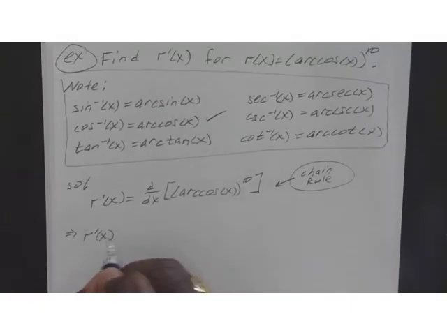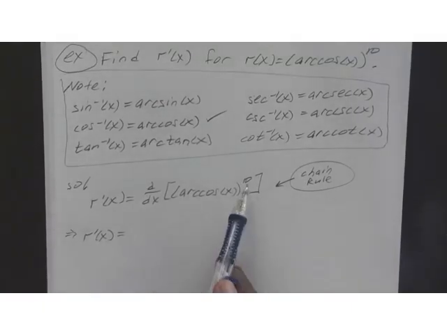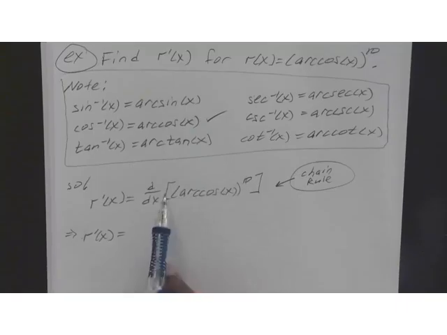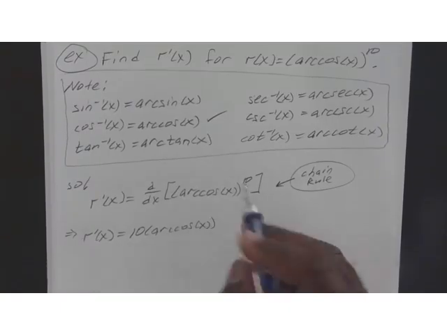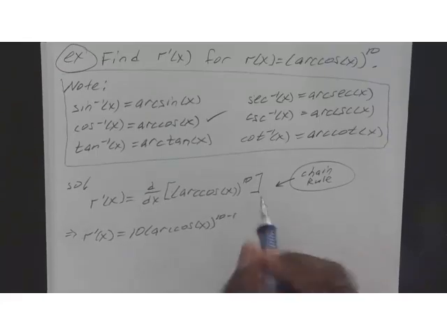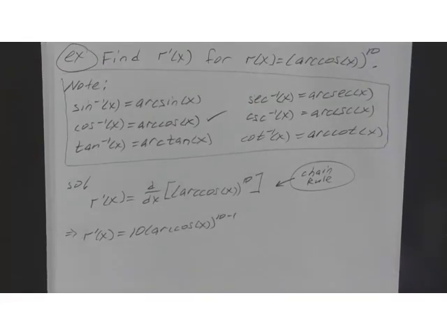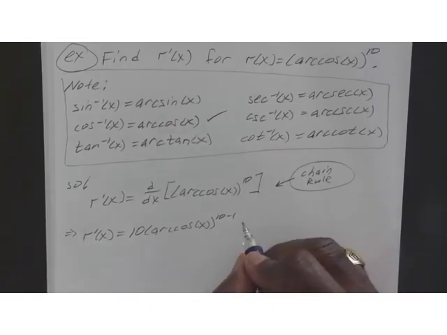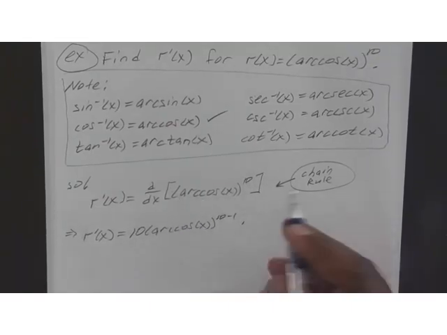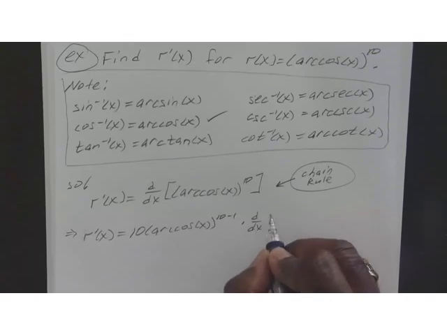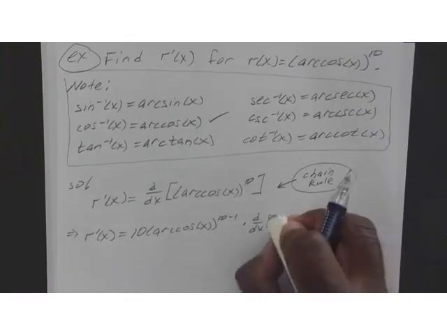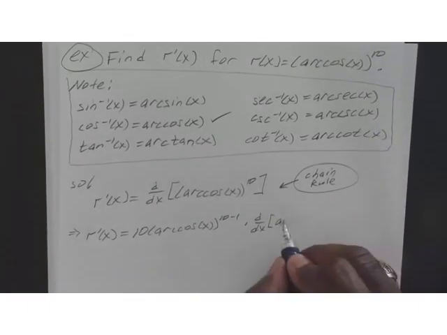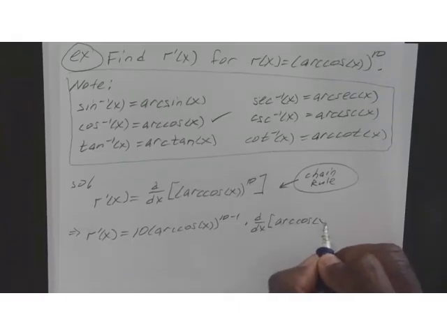R prime of x is equal to, with the chain rule, we do the power rule by bringing down the 10 times arc cosine of x to the 10 minus 1 power. So go ahead and subtract 1 from that one. Times the derivative of what's inside. So that's the derivative of arc cosine of x.